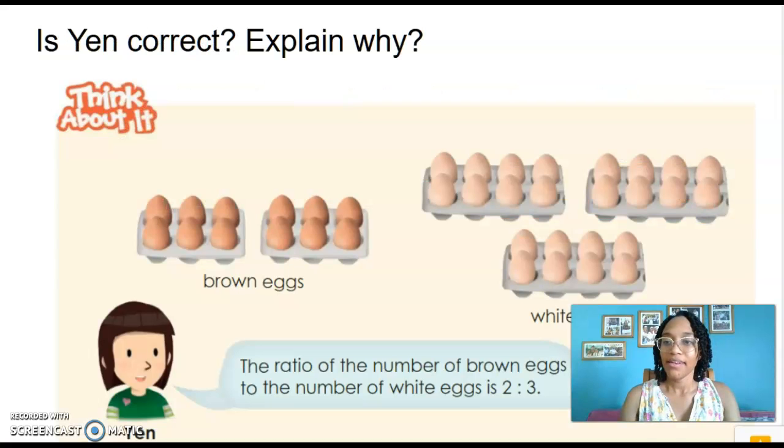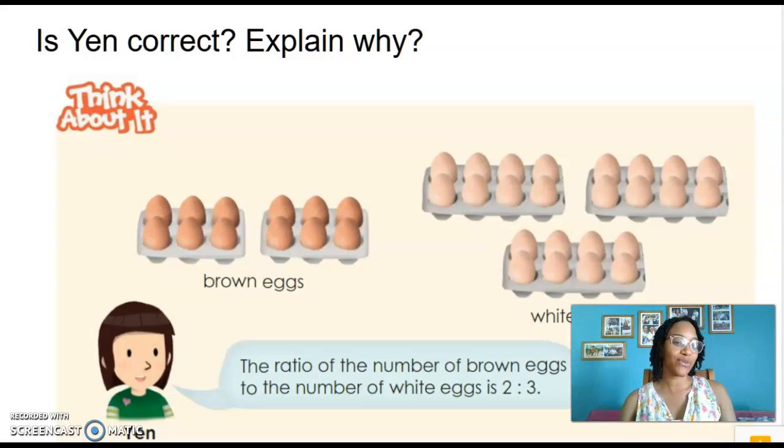Okay? Now, Yen has been working on some of these problems as well, and she got stuck on a particular one. She was using our technique of counting the boxes of something or the groups of something to create a ratio. Let's see if she's correct, and we're going to explain why. So Yen looked at this picture and she noticed that there were brown eggs and white eggs. She noticed that the brown eggs and the white eggs were divided into equally grouped packages. How wonderful! She noticed there were 2 packages of brown eggs and 3 packages of white eggs. So she came up with the idea that the ratio was 2:3.